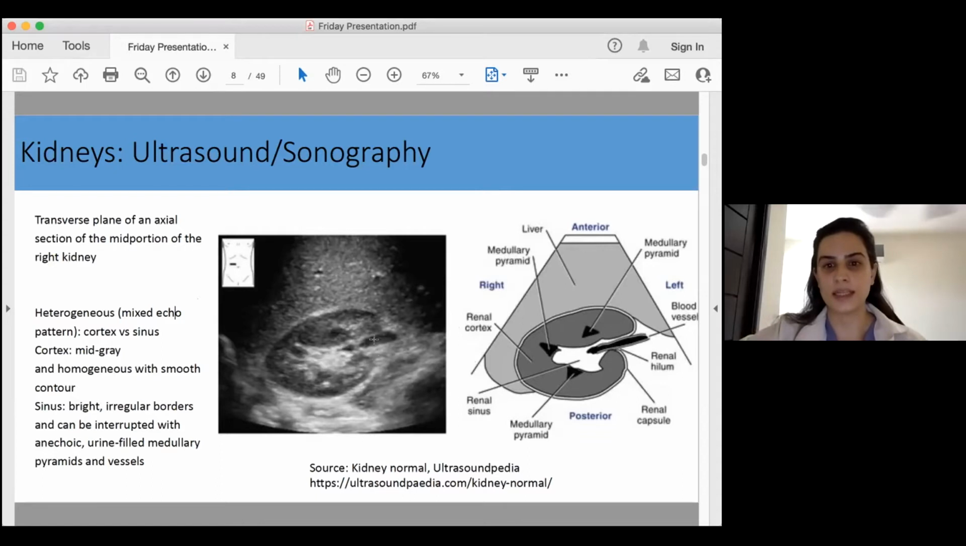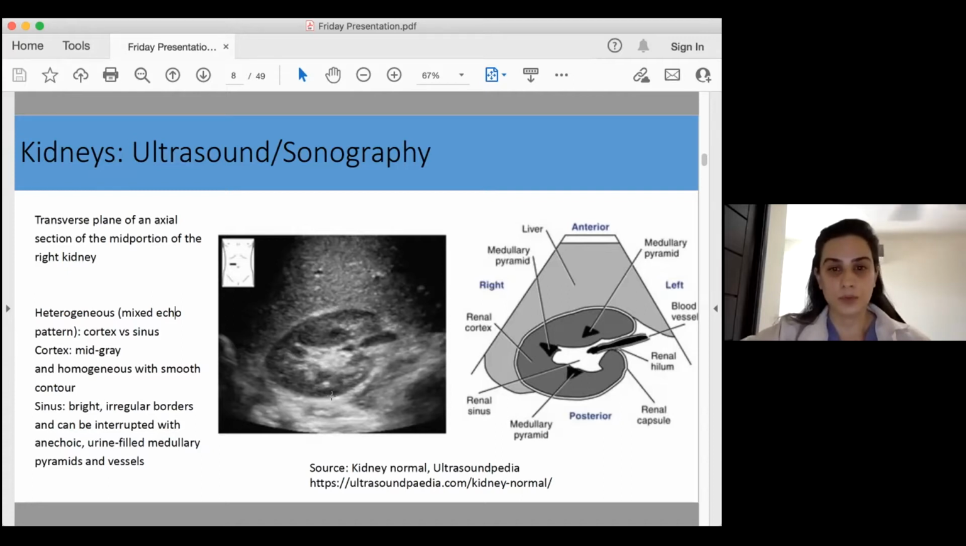Before dissecting each part, it's important to mention that when we take an ultrasound, what we see is basically a heterogeneous image. Basically, there are mixed echo patterns, with a different appearance in the cortex versus the sinus. The cortex, being this aspect over here, the surrounding part, is usually a mid-gray tone, and it's usually homogeneous, so not a lot of different coloring aspects.